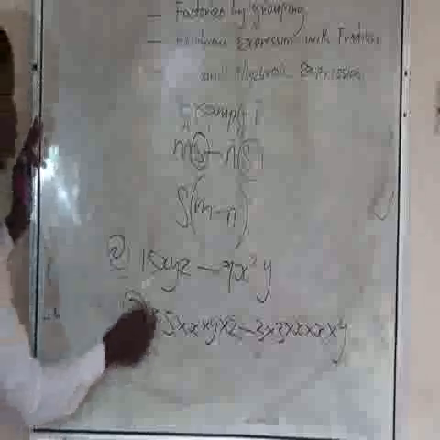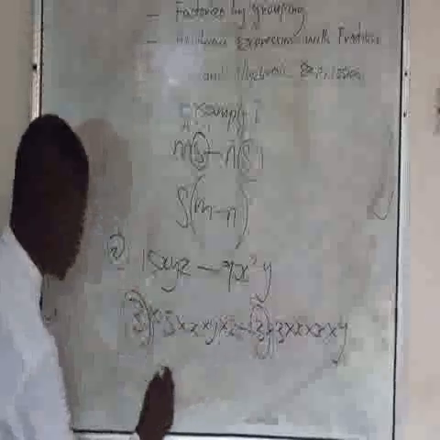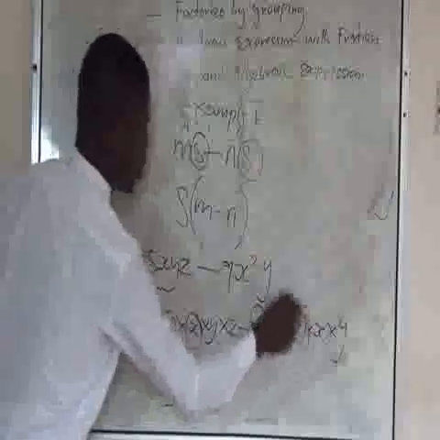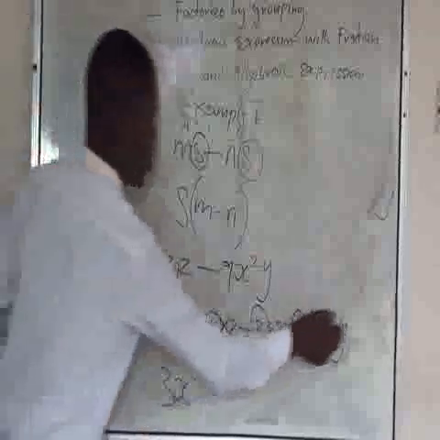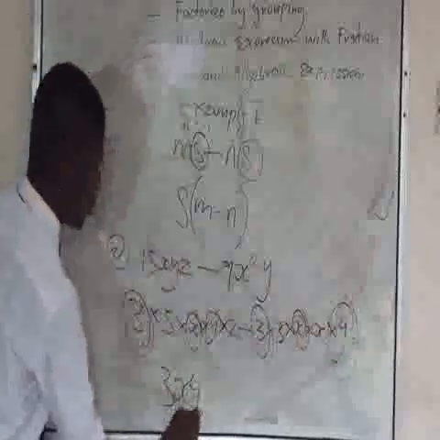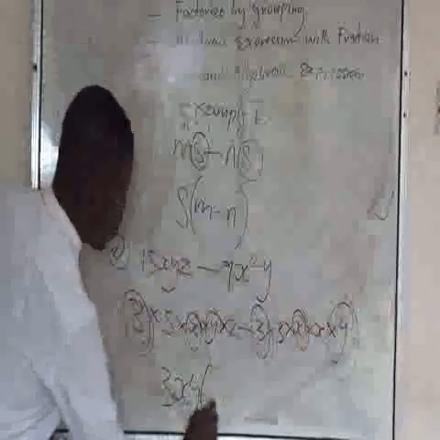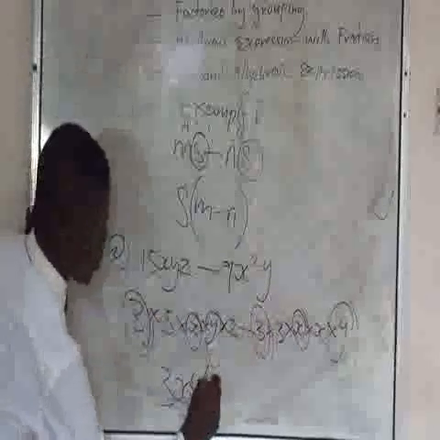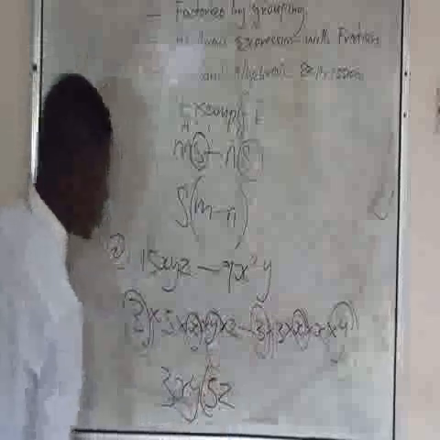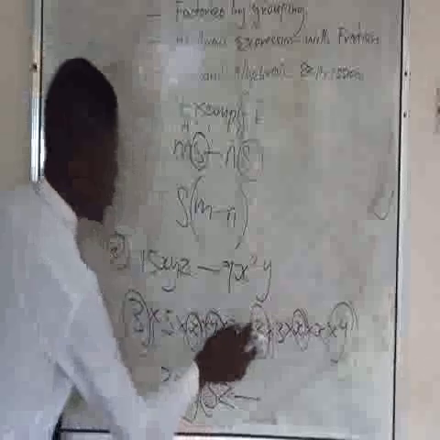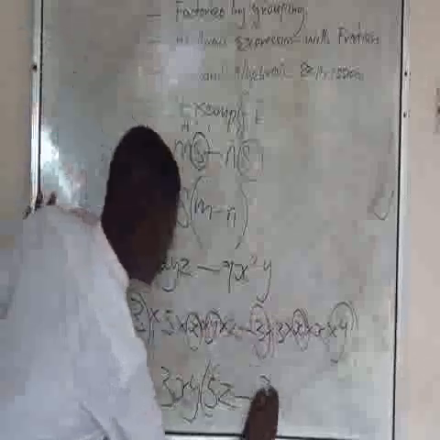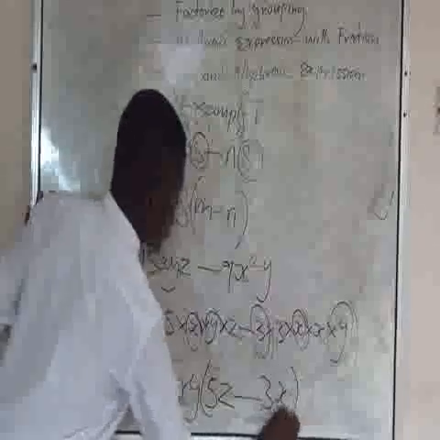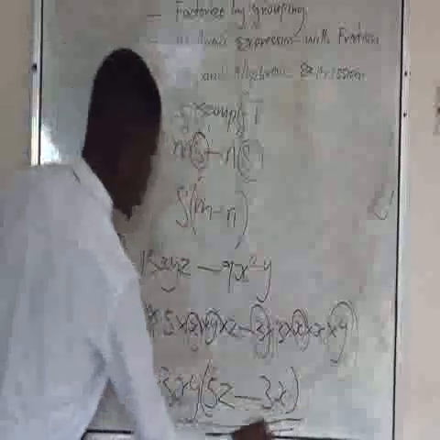3 is common. You bring out 3. x is common. You bring out x. y is common. You bring out y. Then you put your bracket. This 5z is not common to you. Put inside the bracket 5z minus, bring back the sign, 3x. That's the final answer.